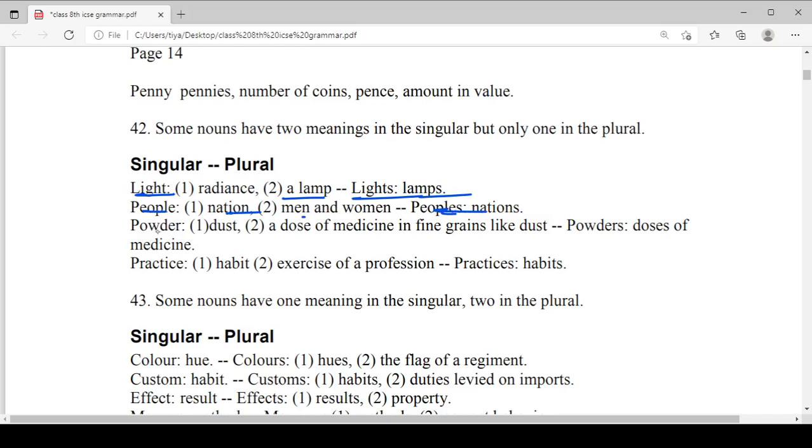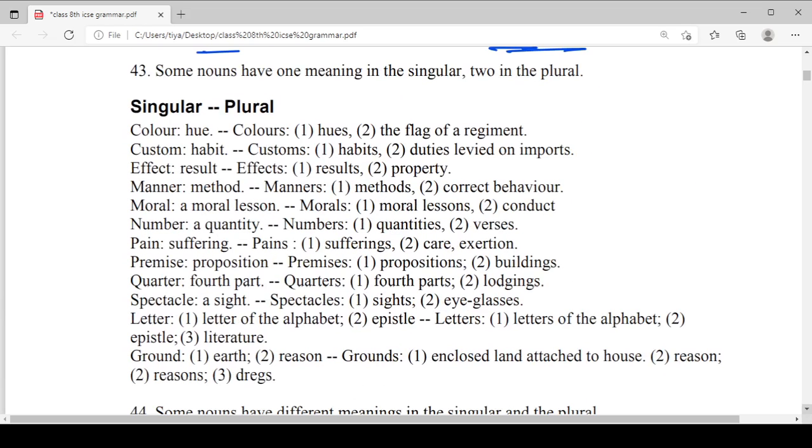Men and women, powder, dust will be dust, powder will be powders, practice, practices, habit will be habits. So in this way we can change the singular to plural. Now we have color, colors, hue, hues, custom, habit, customs, effect, effects, result, results, many other, manner, method, manner, manners, method, methods. Correct behavior. They are talking about the correct behavior, that is called the manner.